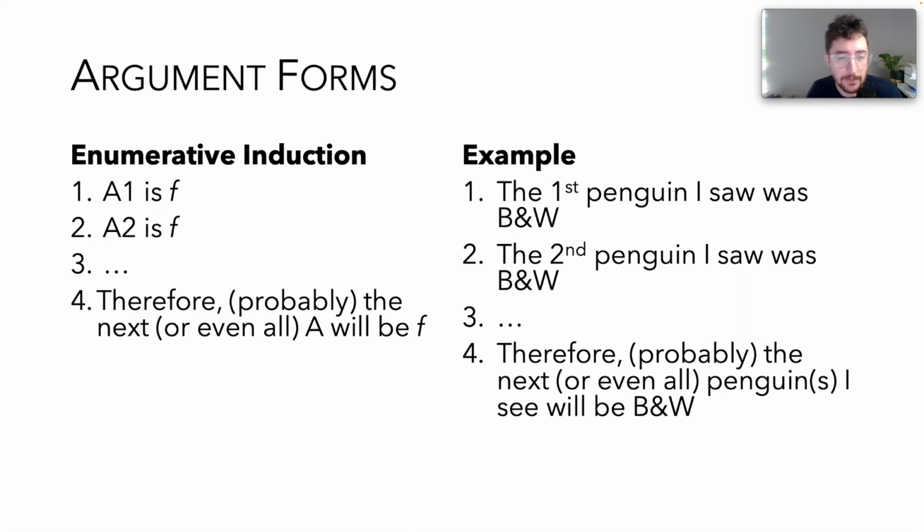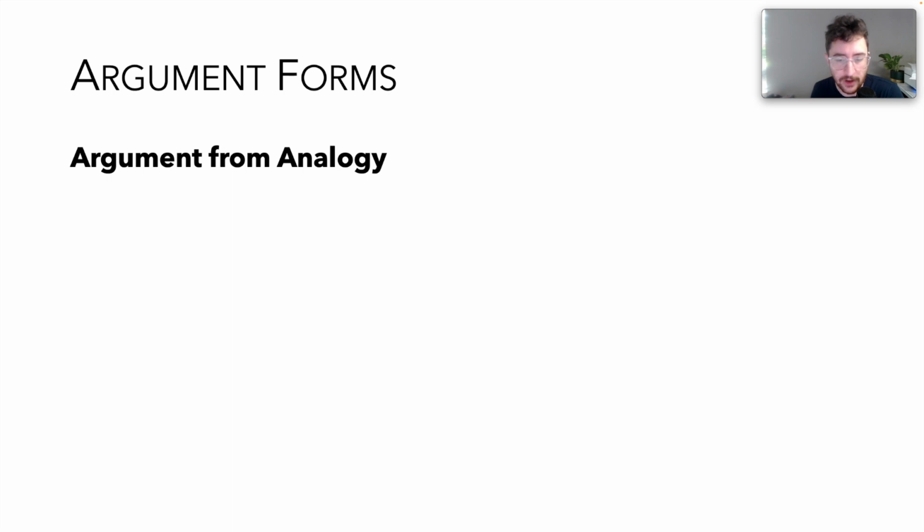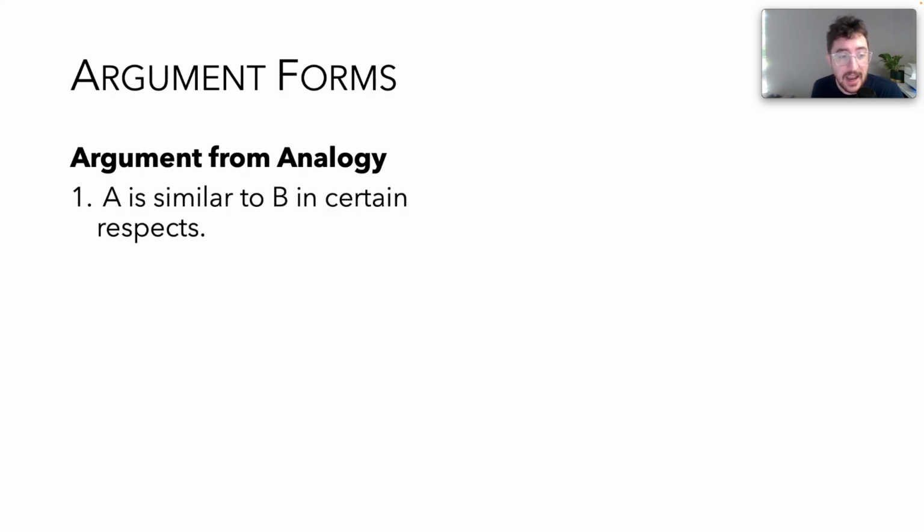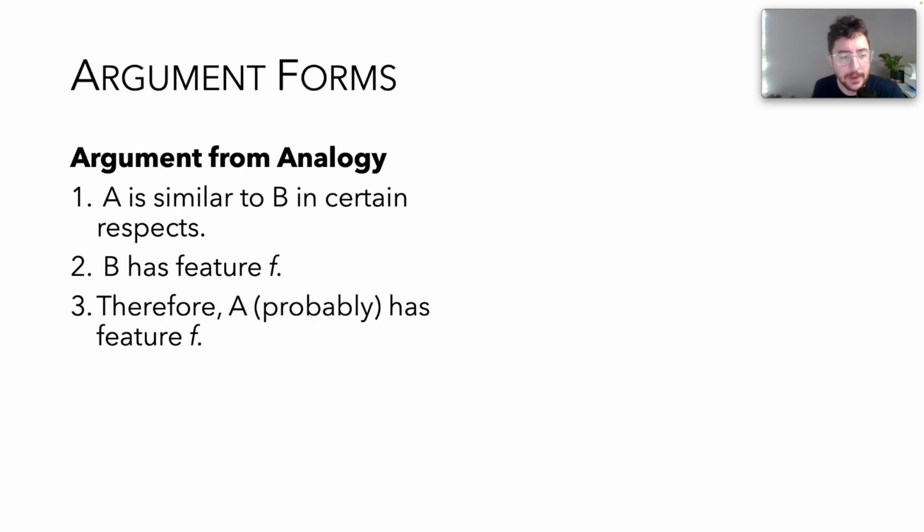Another common form of inductive argument is argument from analogy. This argument starts with an analogy. It says A and B are similar. They are analogous in some ways. And then it notices that B, the second thing, has a certain kind of feature. And so it concludes, therefore, A probably has that feature as well, since it's so similar in these other ways.